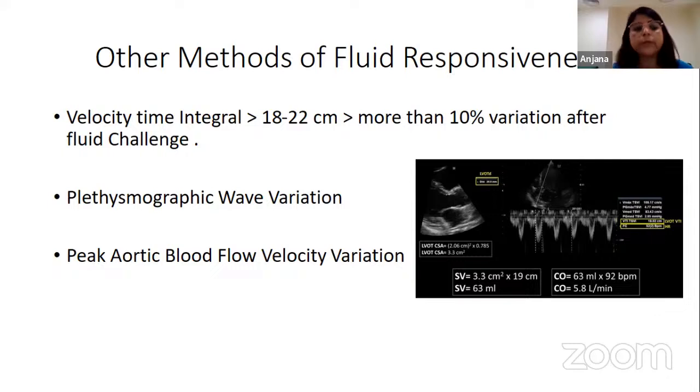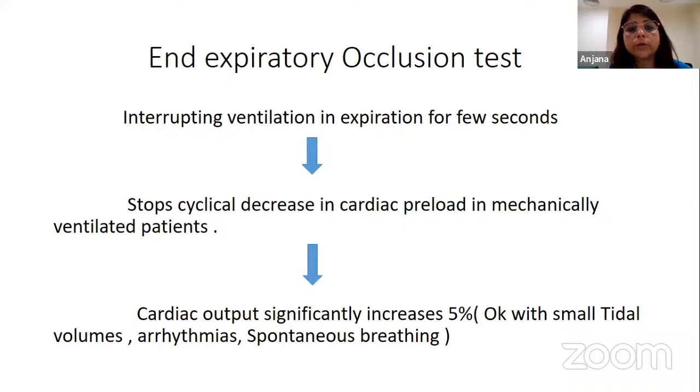Then there are other parameters also. I won't go into details of the others. This one I also found interesting, the end expiratory occlusion test, where you interrupt the ventilation at end expiration for a few seconds, which decreases the cardiac preload in a mechanically ventilated patient, and if cardiac output increases by more than 5%, it means the patient is fluid responsive. So VTI, I found very useful in the ICU. We should do it after IVC, that's what I felt.